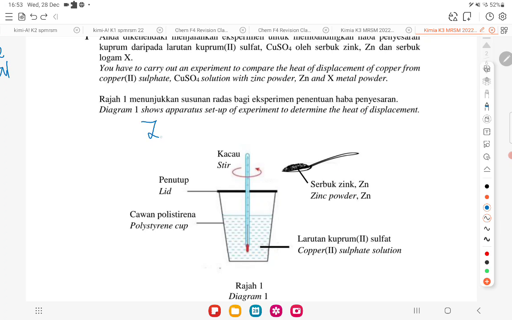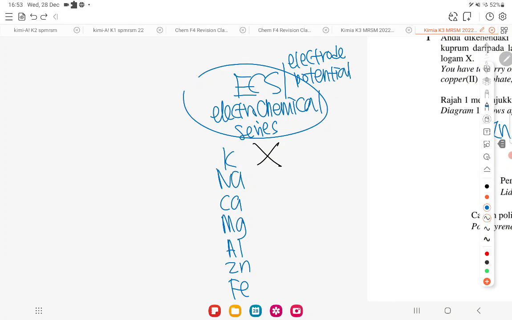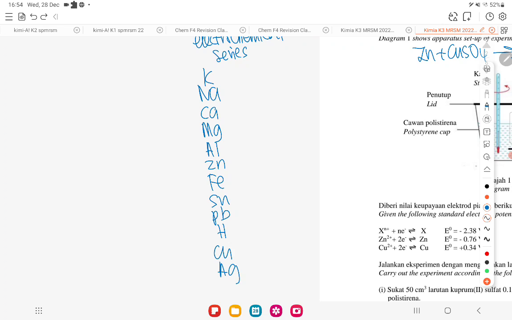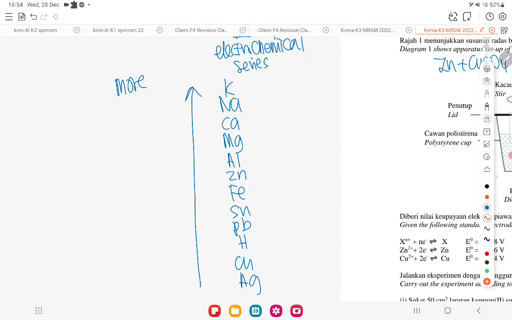If you look at it, this is zinc and this is copper sulfate. How do we know which metal is the more powerful gangster? Among zinc and copper, who is the more powerful gangster? You have two methods. First, you can refer to the ECS, the electrochemical series. The higher the metal in the ECS, the more powerful the gangster. More powerful gangster means more electropositive.